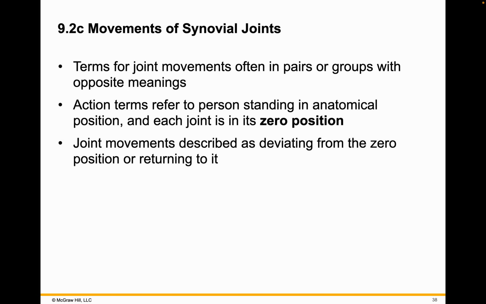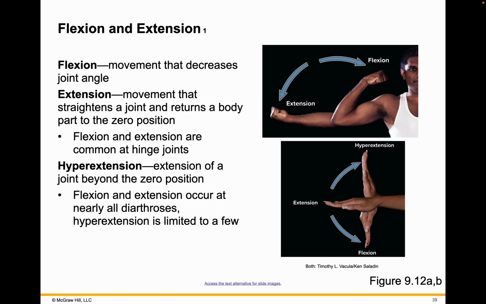Terms for joint movement are often in pairs or groups with opposite meanings. The action term refers to the person standing in anatomical position. Each joint is in its 0 position. Joint movements are described as deviation from the 0 position or returning to it. For example, flexion is a movement that decreases the joint angle, whereas extension is a movement that straightens a joint and returns the body part to the zero position.